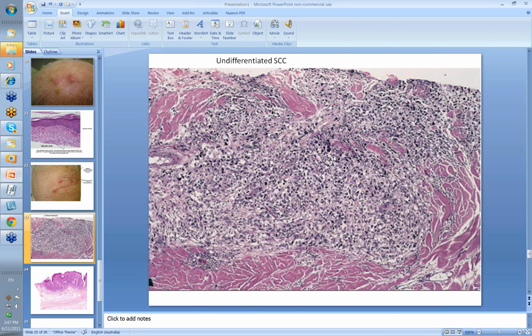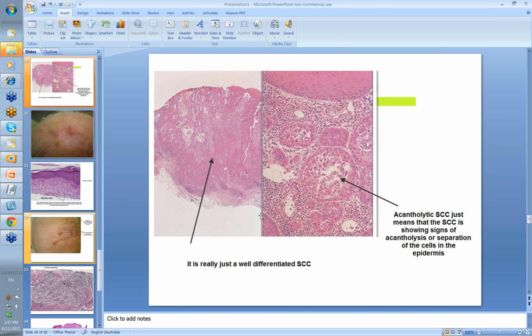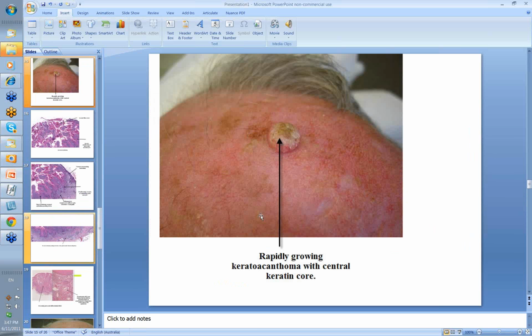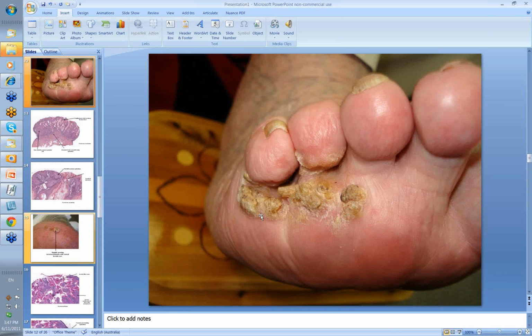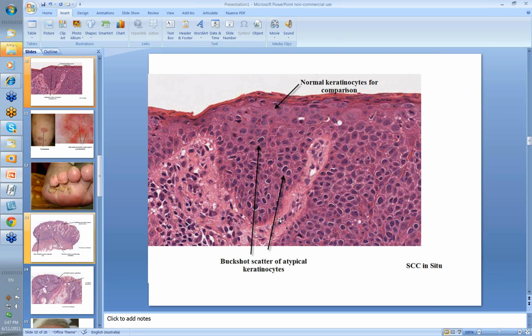So, SCC, keratoacanthoma and Bowen's disease. They're interesting tumors. They're all epithelial tumors, but you can see the marked variation in the lesions as we flick our way back through this presentation. I hope you've enjoyed it. I trust you've learned a little bit about the squamous cell skin cancer and its variants.